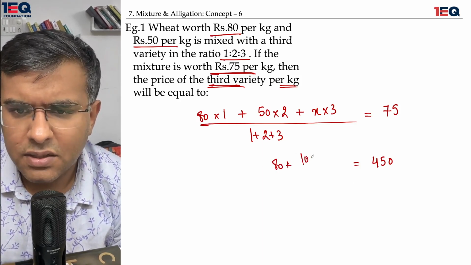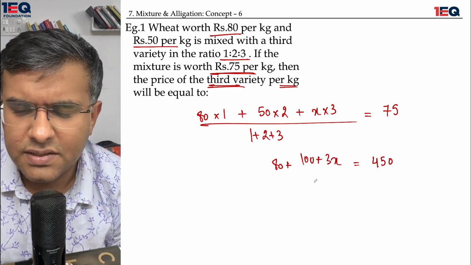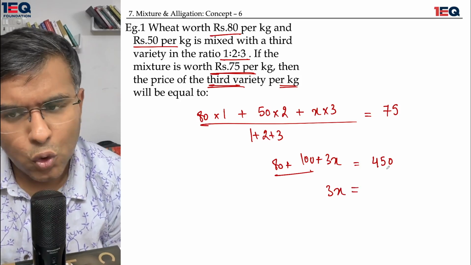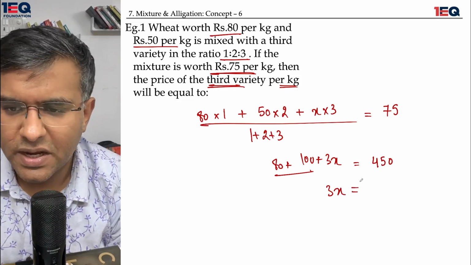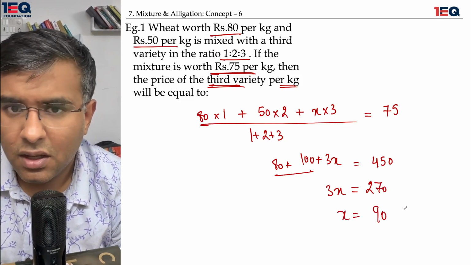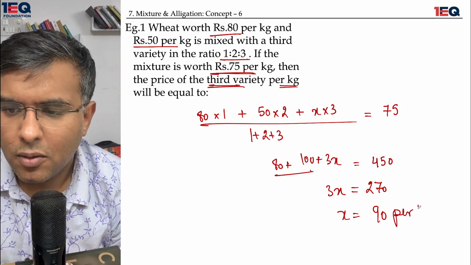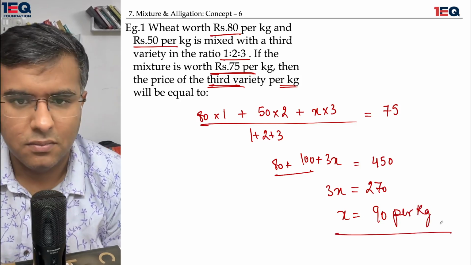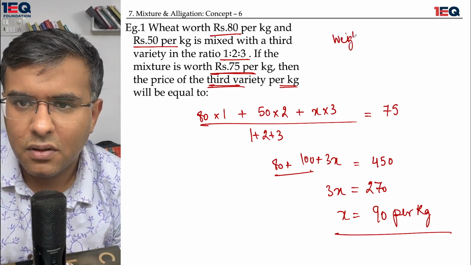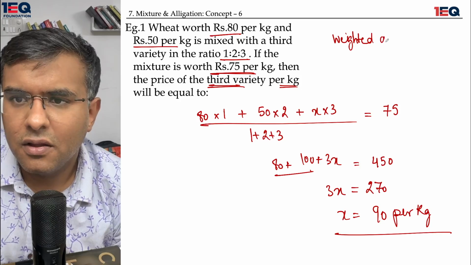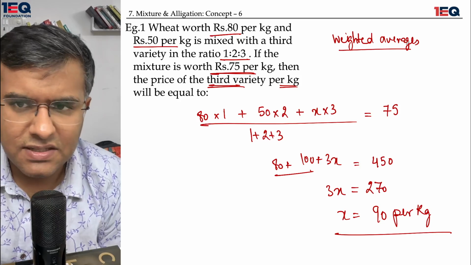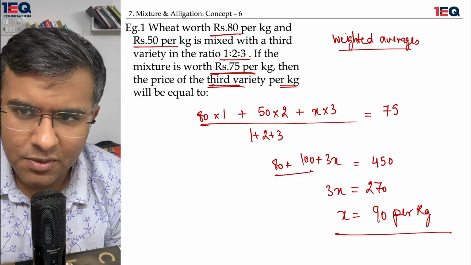80 plus 100 plus 3x equals 450. This 100 plus 80 makes it 180. 3x is equal to 450 minus 180, which is nothing but 270. And the value of x is nothing but 90 per kg. See how well I did it? Because I used the formulas of weighted averages. Okay, mixtures and alligations doesn't have anything of its own other than the concept of alligation.